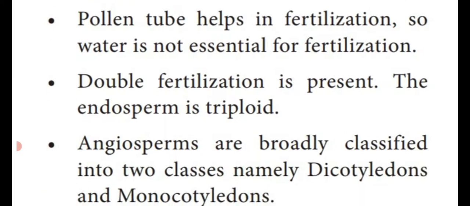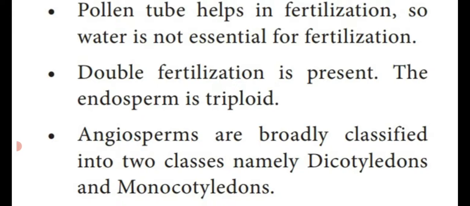Then double fertilization is seen in angiosperms, which you already studied in 10th standard. That is, they are producing two male gametes. One male gamete fuses with the egg to form the zygote, syngamy or fertilization, which is the one fusion.